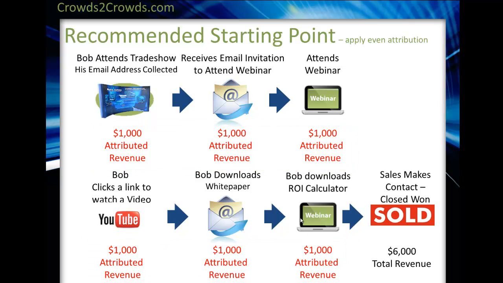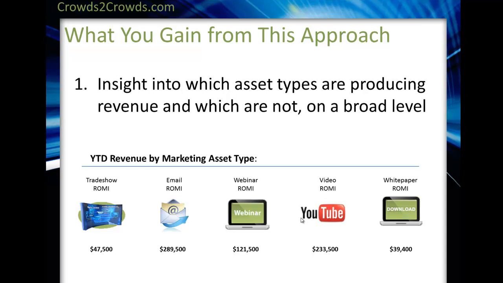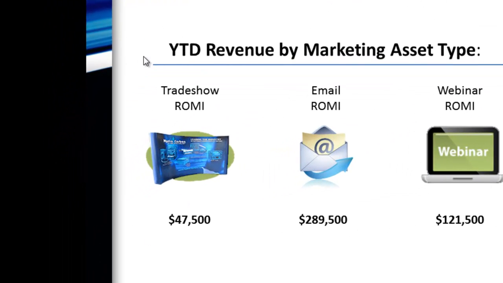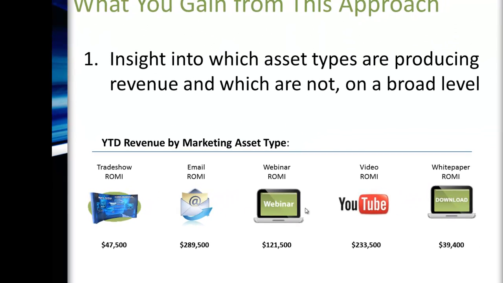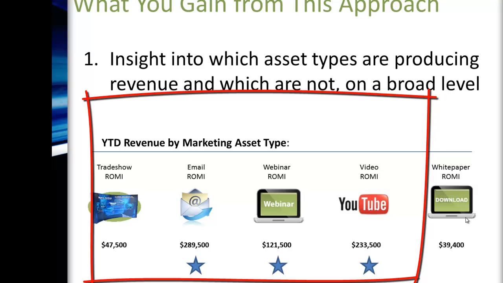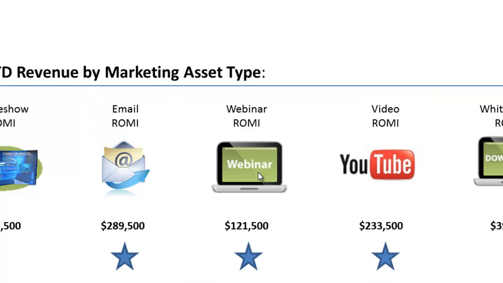Why do we want to do that? Because number one, it gives you insight into which asset types are producing revenue and which are not on a broad level. So here we have year-to-date revenue by marketing asset type. Trade shows producing 47.5, emails 289.5, and you see all the way across the board. So now we can start to get a picture of what's working, which channel is really producing the most ROI. And in this case, we see that it's email, webinar, and of course, videos.